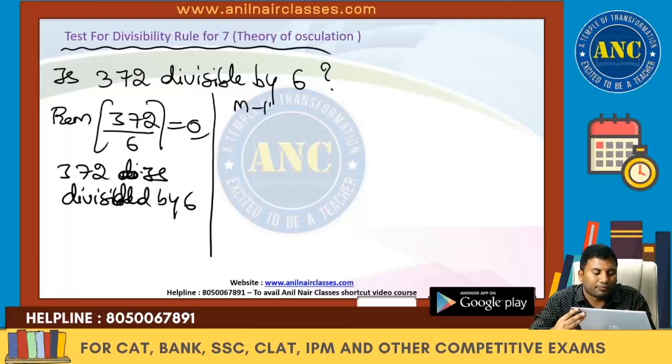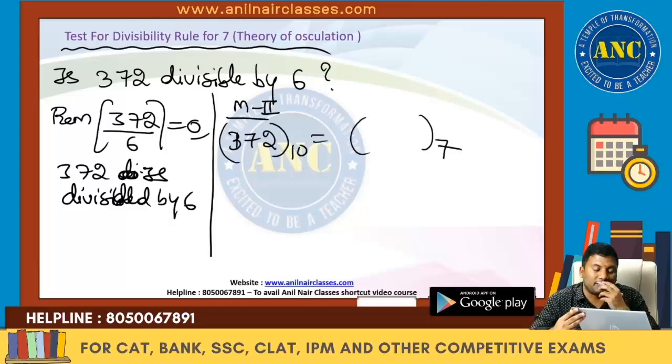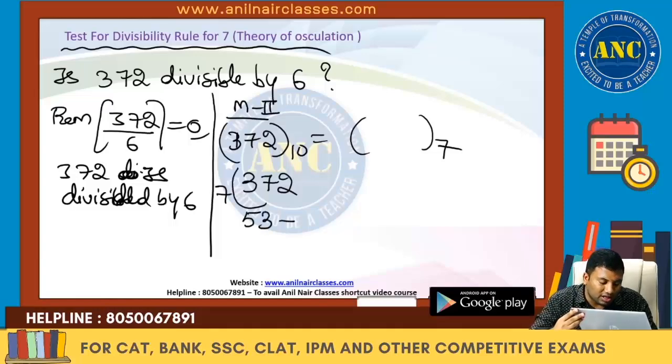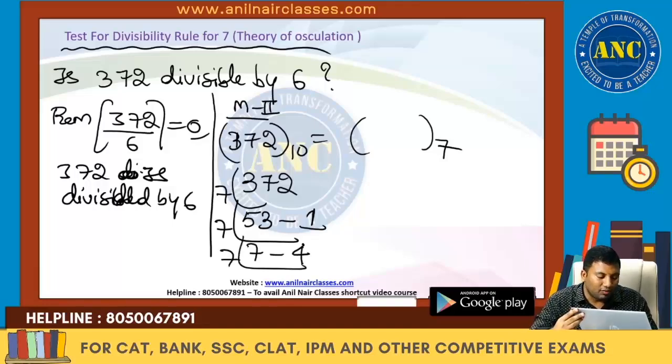Method 2. Is it divisible by 6? Convert it into base system 7. So 372: 7 5s are 35, remainder 22. 7 3s are 21, remainder 1. 7 7s are 49, remainder 4. 7 1s are 7, remainder 0. These are nothing but 1041.